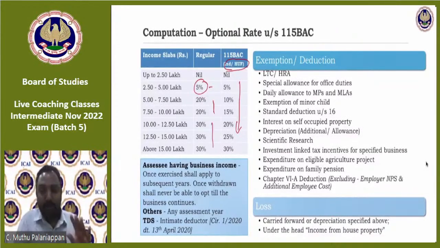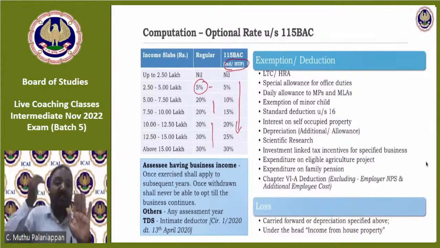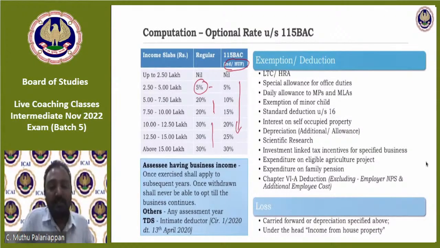So the taxpayer must compare what happens in the regular tax rate without foregoing any benefits, and what happens in this new tax rate after foregoing these specific benefits. So what are those benefits that you need to forego? You don't get leave travel concession, house rent allowance. And anything related to special allowance for office duty is basically taxable.